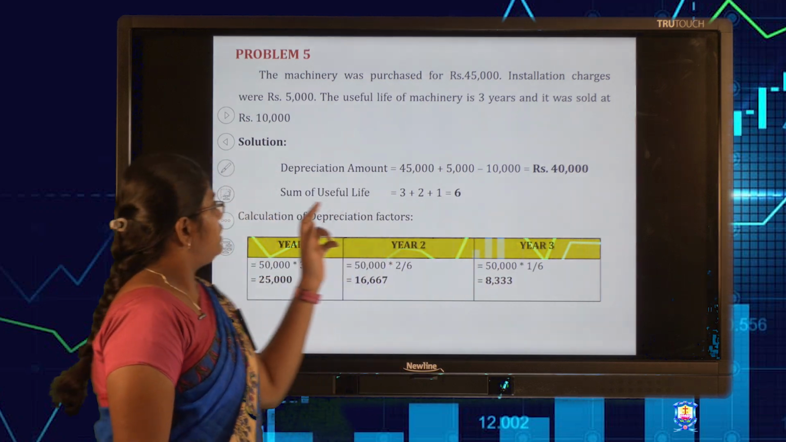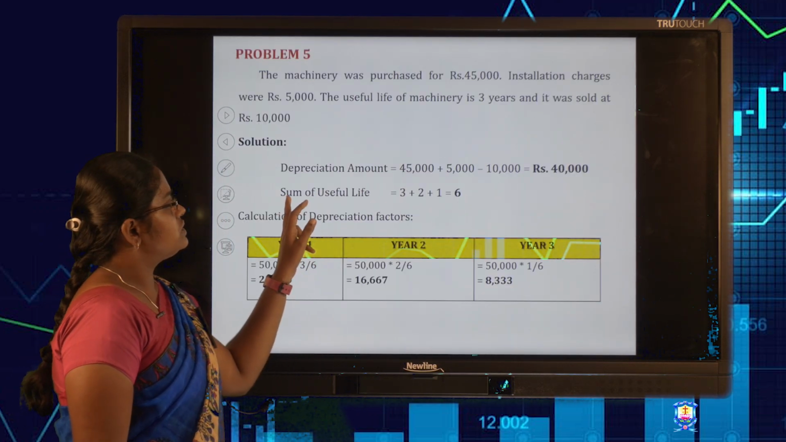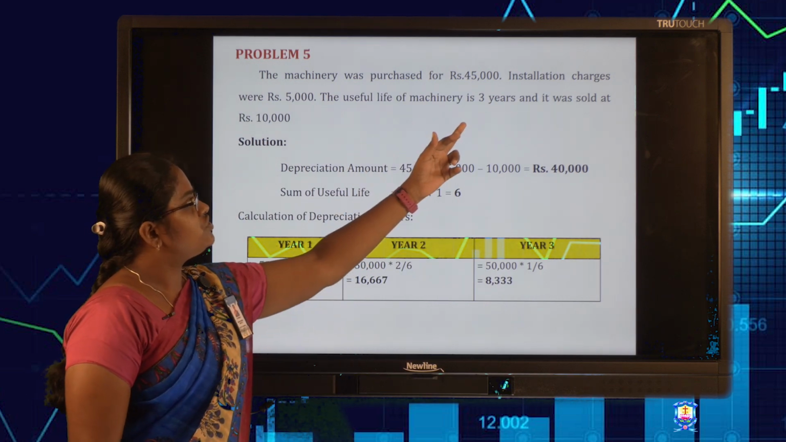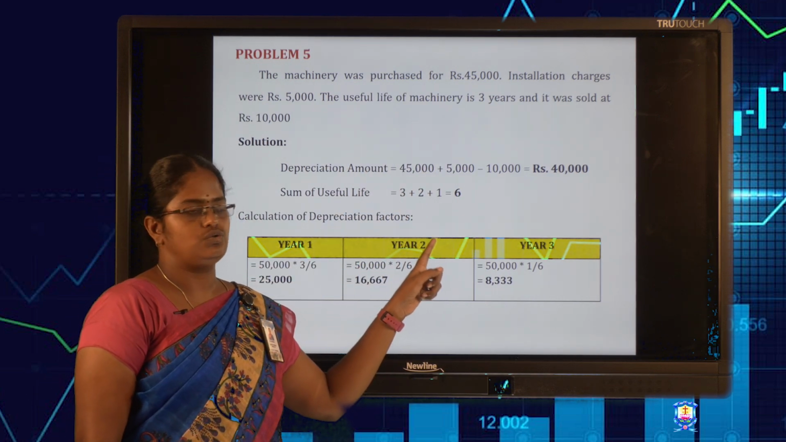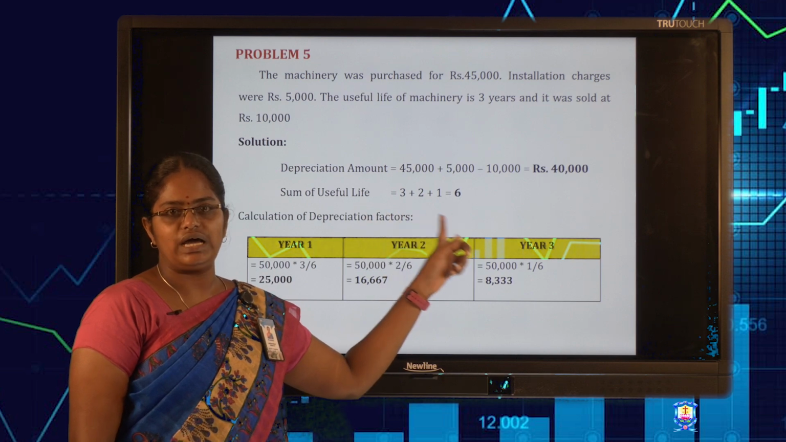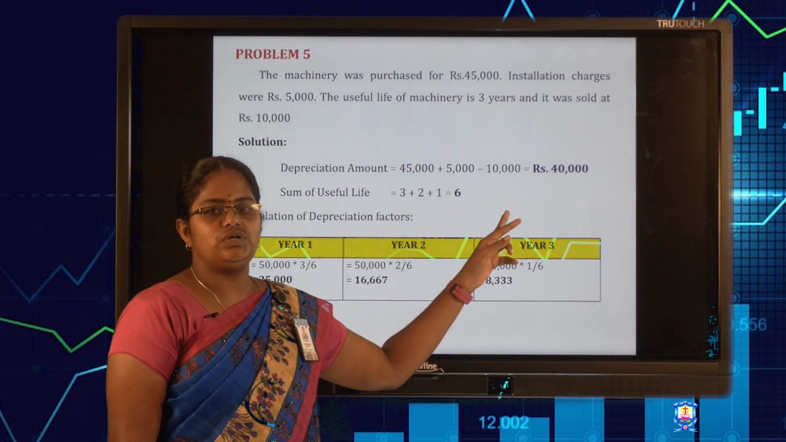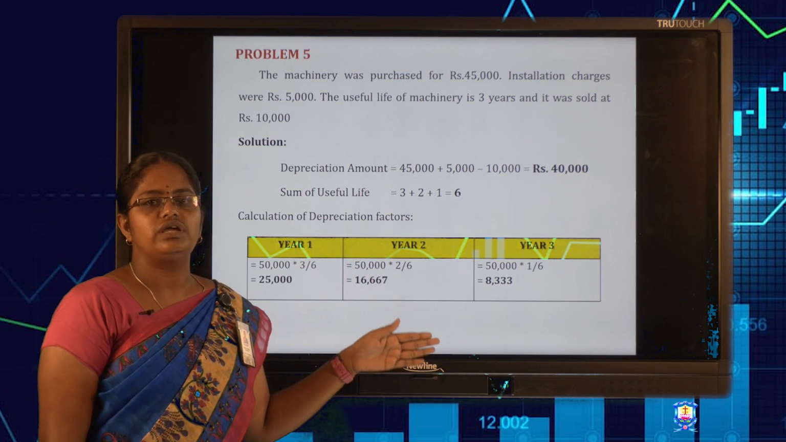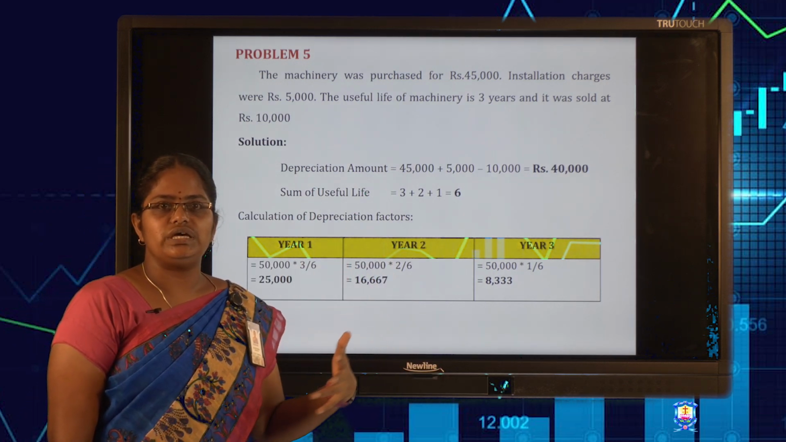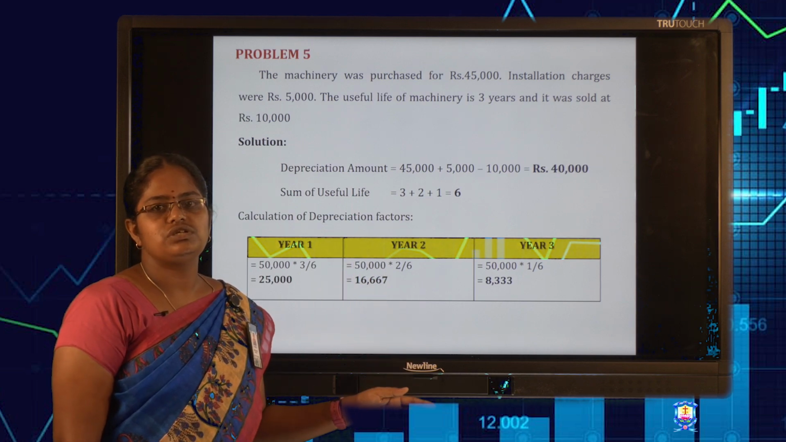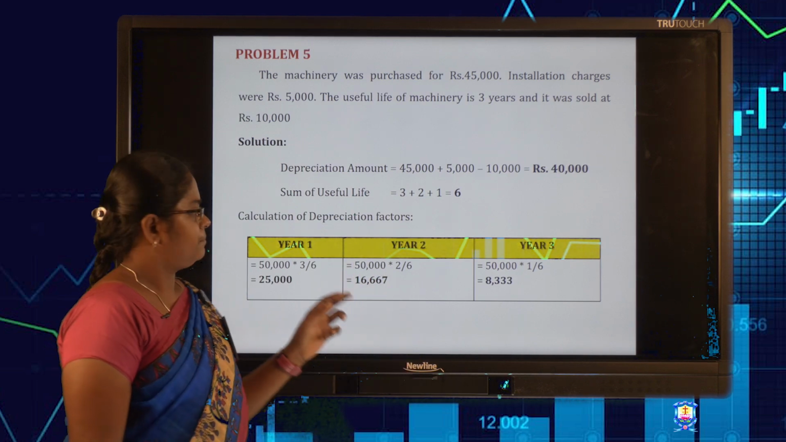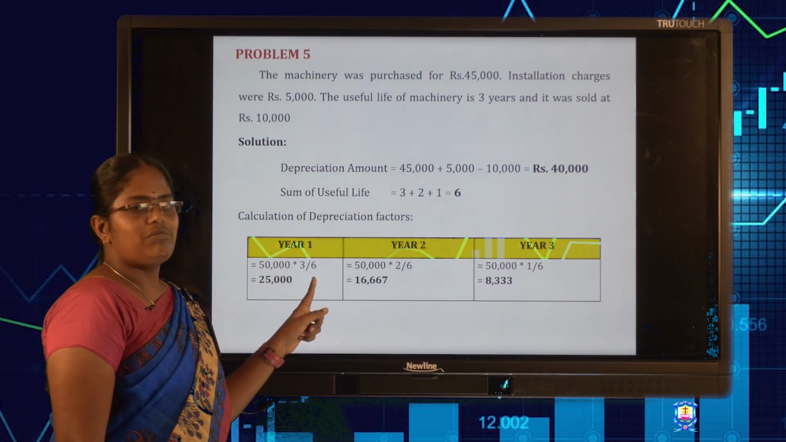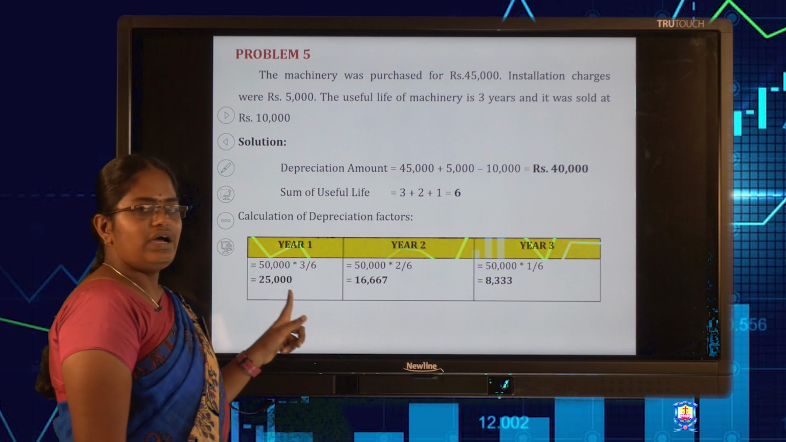Rupees 40,000. Yes. Sum of the useful life is equal to the 3 years we mentioned. So, 3 plus 2 plus 1, we have to add three numbers, is equal to 6. Calculation of depreciation factor. Factor means we have to calculate the depreciation during the year, that is 3 years. So, we have to mention particularly in 3 years separately. Year 1, total cost 50,000 into 3 divided by 6 is equal to 25,000.